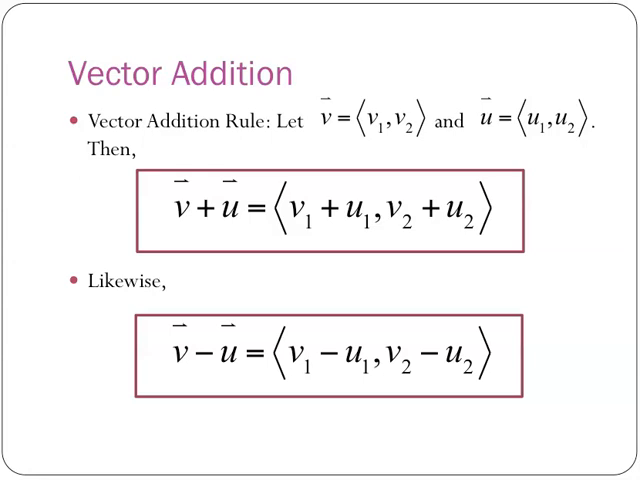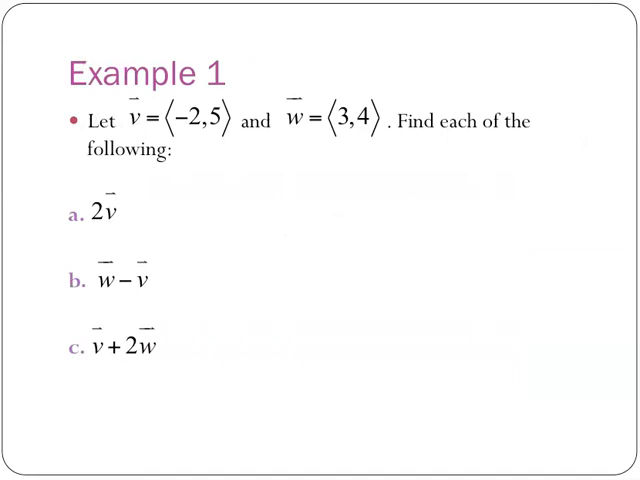Okay, let's take a look at an example and actually apply both sets of these rules. So example 1, we have vector v equals negative 2, 5, vector w equals 3, 4. Find each of the following. Okay, so 2 times vector v, so w is not even involved in this one. So 2 times vector v means I multiply each component by 2. So I would multiply the negative 2 by 2 and the 5 by 2. So we end up with negative 4, 10.